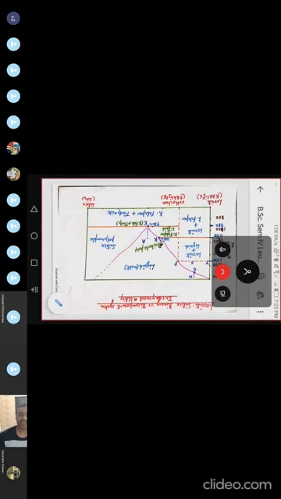But in neither of the cases does leucite appear with silica. So this is all about the leucite silica system, or you can say binary system. If there is any query, you can ask me.